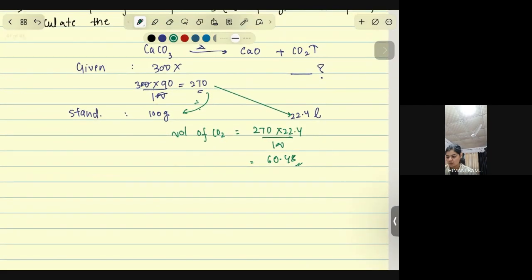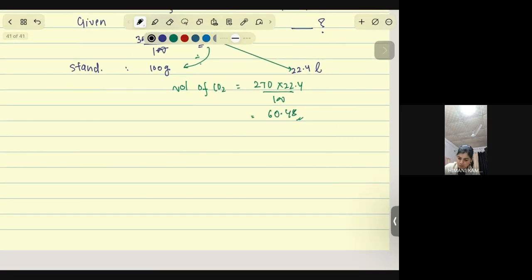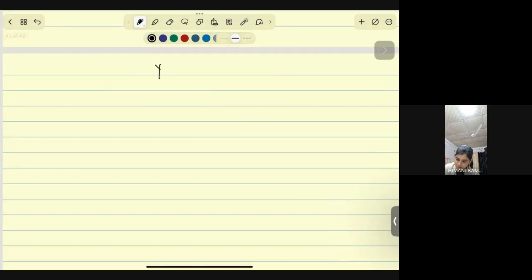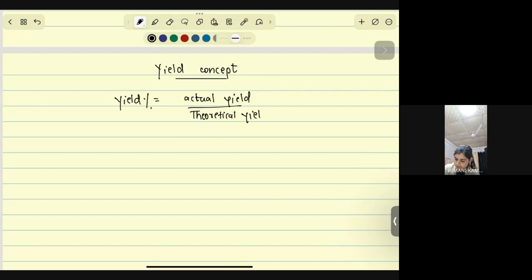So now we will go for the yield concept. In some questions, the yield is asked. The formula for yield is actual yield divided by theoretical yield into 100. The actual will be given and the theoretical we have to calculate, that this much should be produced.